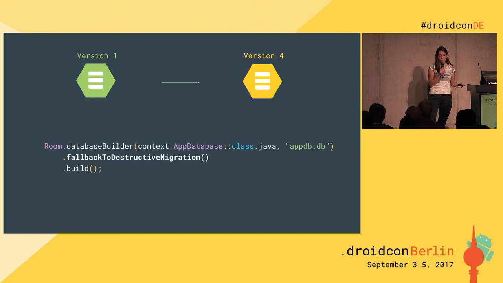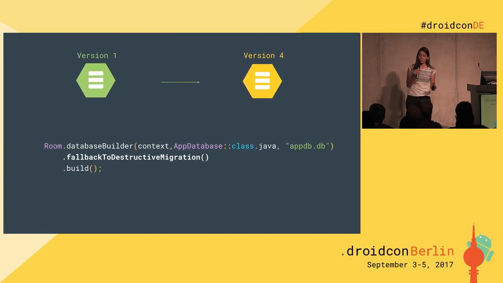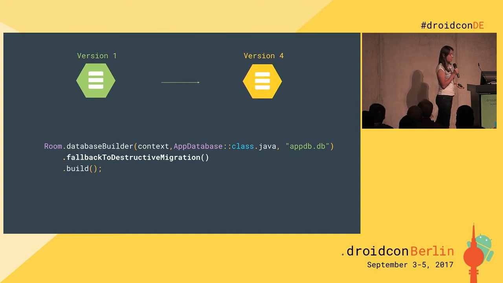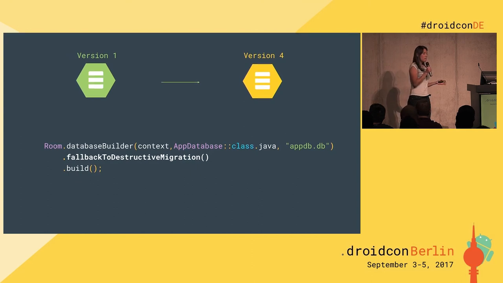But what you can do, if you're OK with losing users' data, I hope you're not, but if you are, is use the fallback to destructive migration. This means that if you're not providing a migration, the database will just be dropped and recreated. I think one case where this is useful is also for testing. If you quickly want to check how the database looks, it can be useful, but I would strongly advise keeping the user's data.